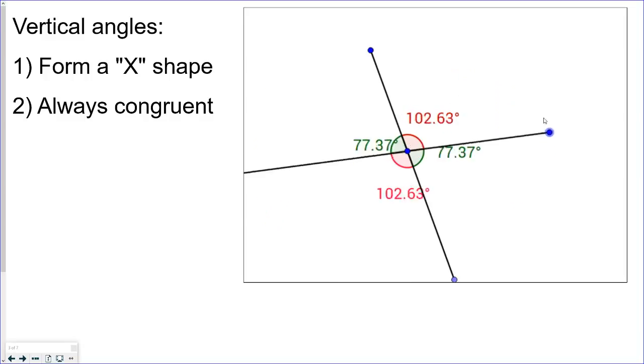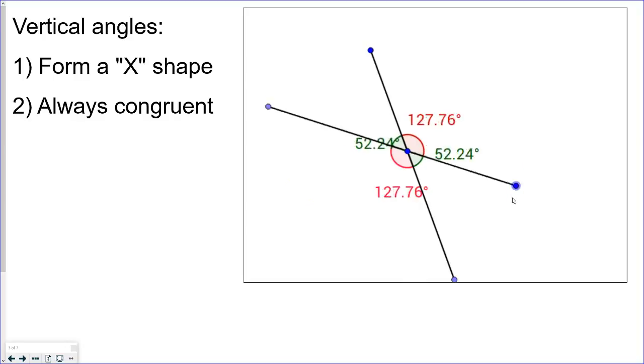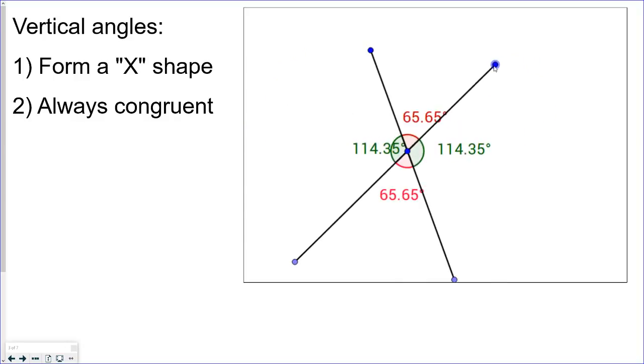So the reason vertical angles have this congruency is because as one of the vertical angles changes, the other changes the exact same way, and therefore they're always going to be equal. And again, the telltale sign of vertical angles is this little X pattern shape they form. So whether it be this X pattern or this X pattern or this X pattern, they're always going to form kind of this X shape, which gives them that congruency.